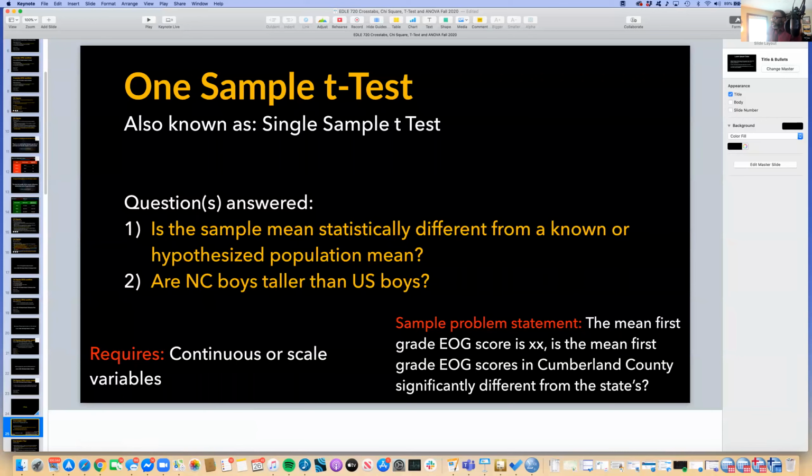That's absolutely right. Sometimes you'll look at data, and say the mean height for NC boys from the sample you've taken is, let's just say, 55 inches, and the mean for US boys is 58. You might say, looking at it, they're not much different, I don't think it's statistically significantly different. You can't say that unless you run that data, right? So I'm going to show you how to do that.